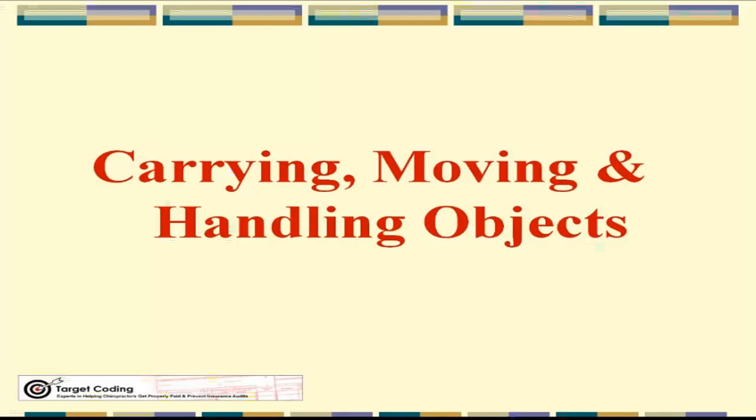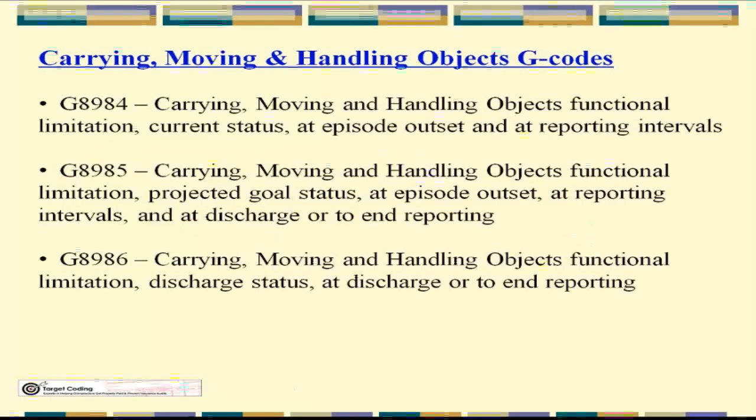Next functional measure is carrying, moving, and handling objects. And now we have 3 more G codes. G8934 at the current episode, G8985 at the goal, and G8986 at discharge. So what does this involve?